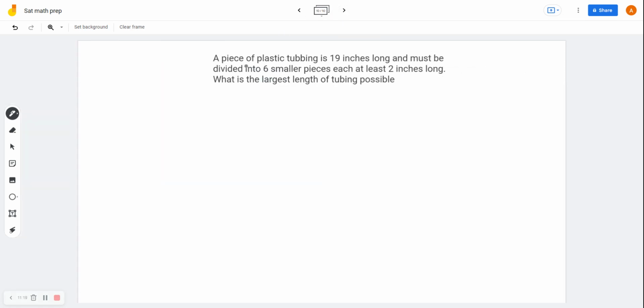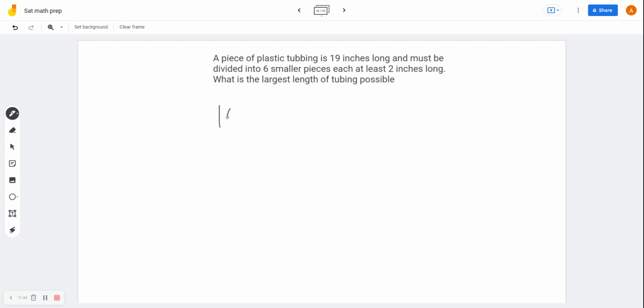Last one of the day. A piece of plastic tubing is 19 inches long and must be divided into 6 smaller pieces, each at least 2 inches long. What is the longest length of a piece possible? So some people make a mistake here and think each one needs to be equal, but it actually doesn't need to be equal. So we have 6 pieces that are at least 2 inches long.